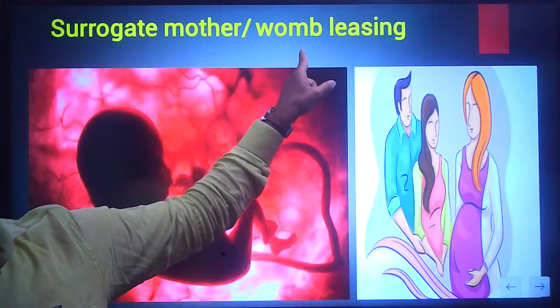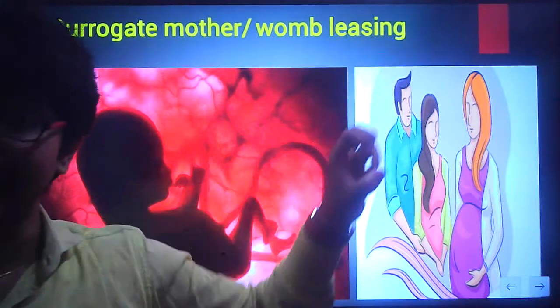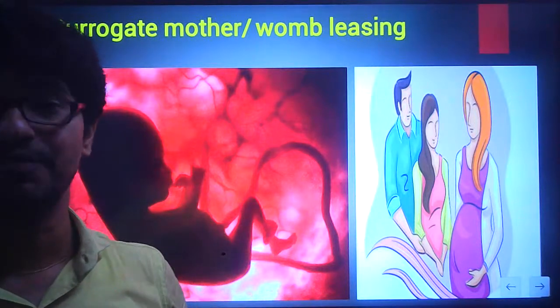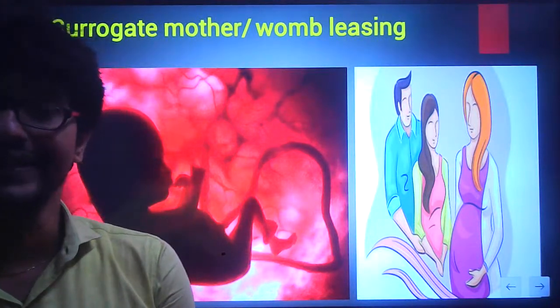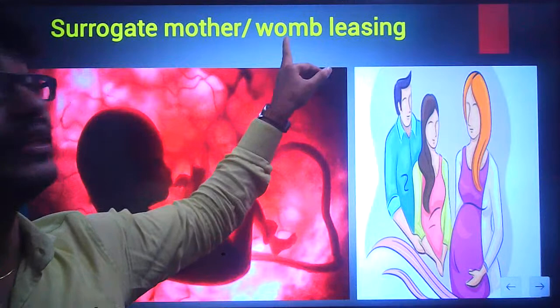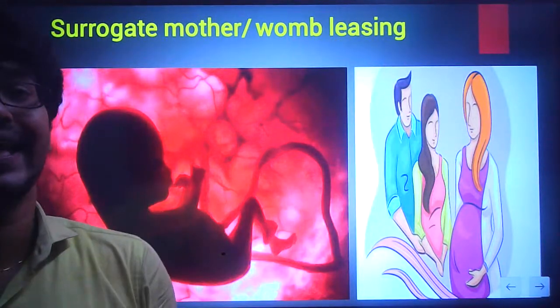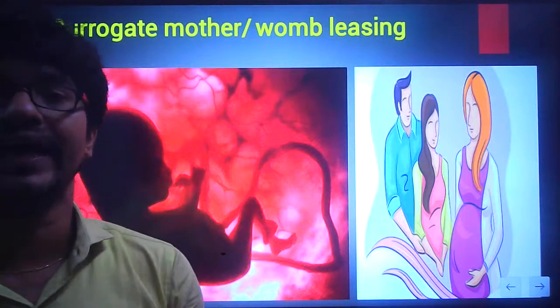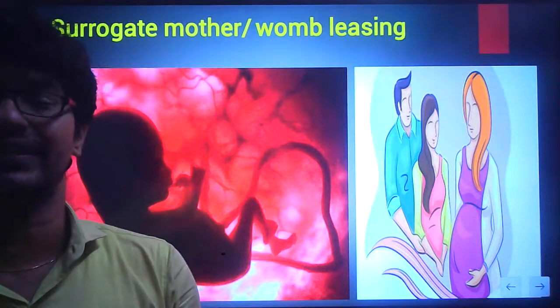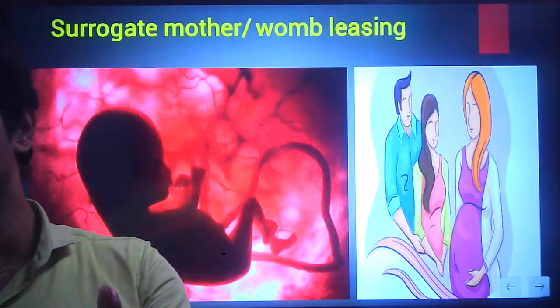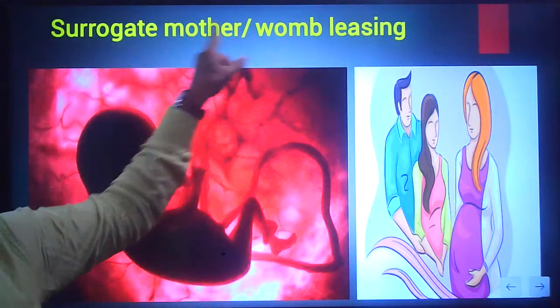So this time what we're going to do is collect the egg from the wife and the sperm from the husband. I'm going to fertilize them, and then I'm going to hire only the womb of another woman. But in this case, the child will be having the characters or genes of both the mother and father. Getting what I'm trying to say? That is the difference from the surrogate mother.